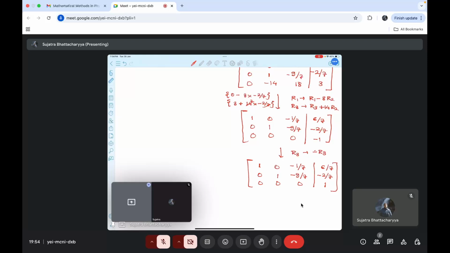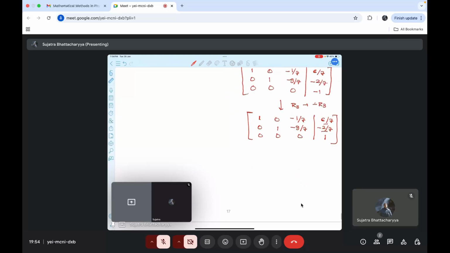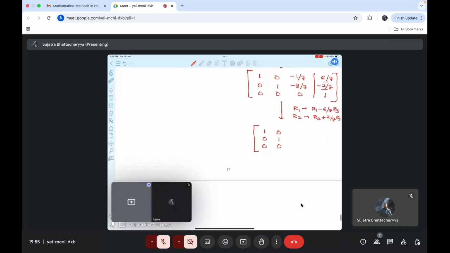Correct? Further, you can make these zeros. So, easy step, R1 becomes R1 minus 6 by 7 R3, R2 becomes R2 plus 2 by 7 R3. So, 1, 0, 0, 0, 1, 0. This you have to calculate again. But R3 is 0, right? So, you don't need to calculate anything.